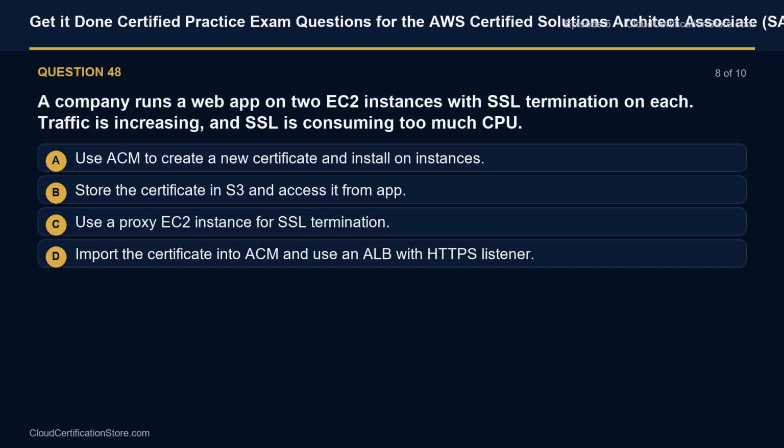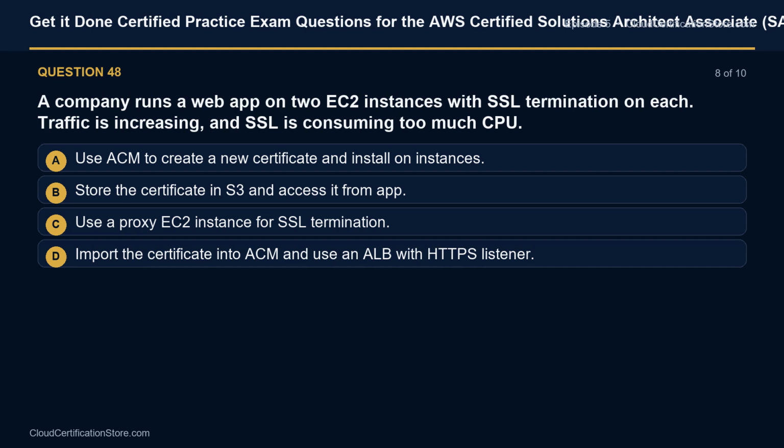Question 48. A company runs a web app on two EC2 instances with SSL termination on each. Traffic is increasing, and SSL is consuming too much CPU. Option A, use ACM to create a new certificate and install on instances.